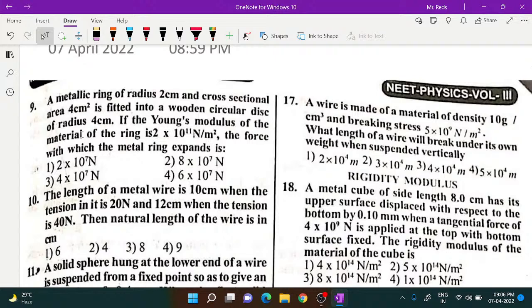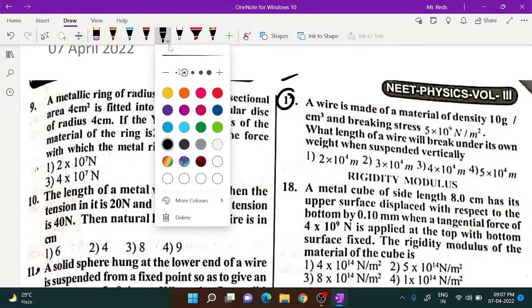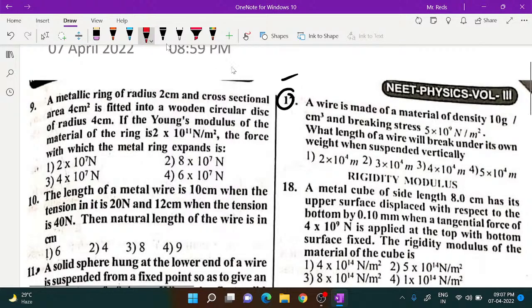Right? So once 17 question. Okay, just we'll finish this, then we'll come to this. Okay. Right. So question number 17. Okay.